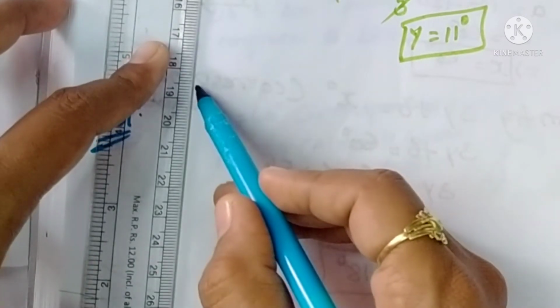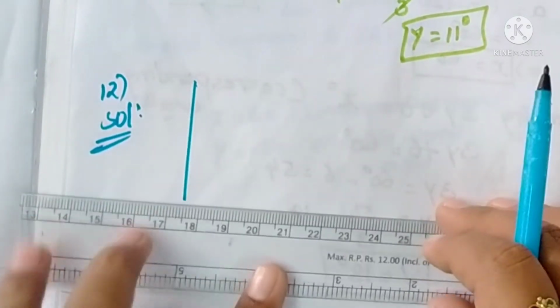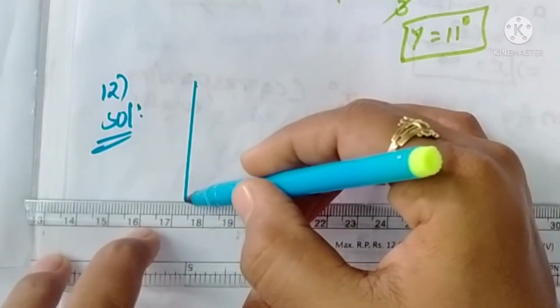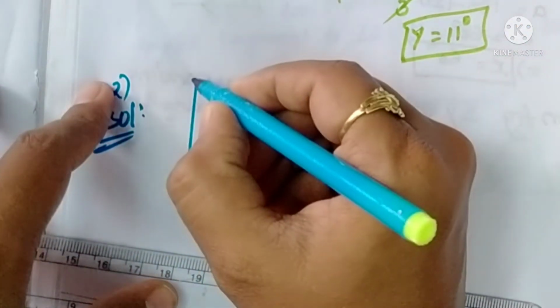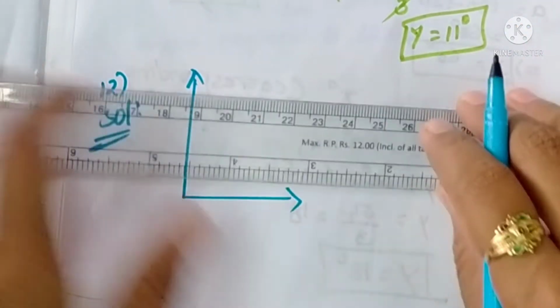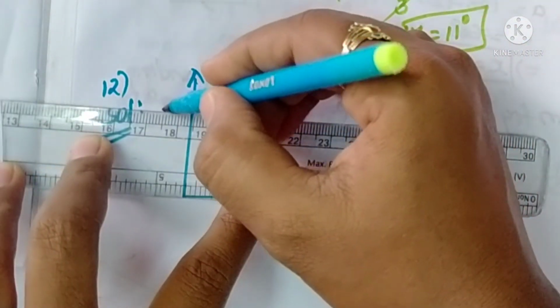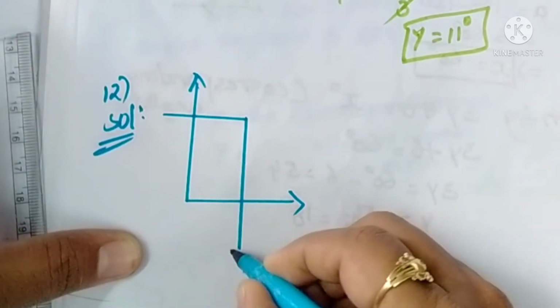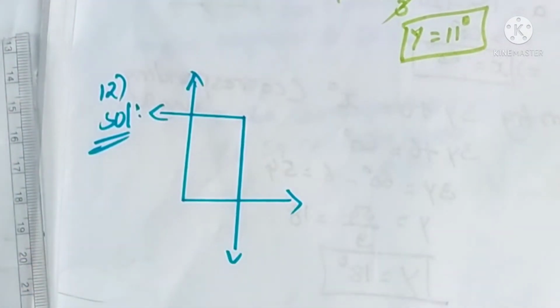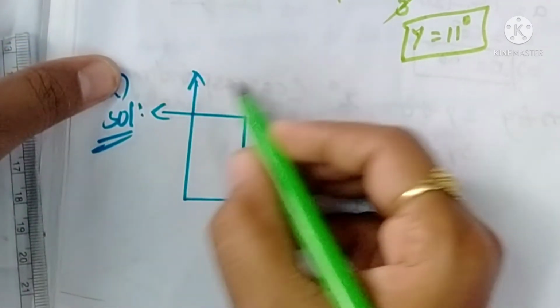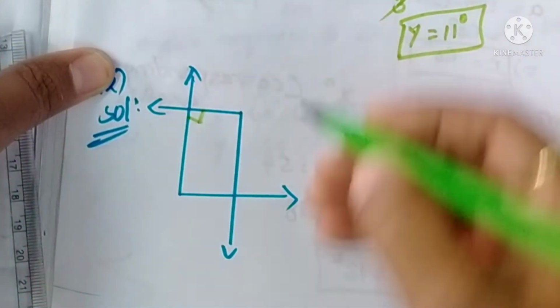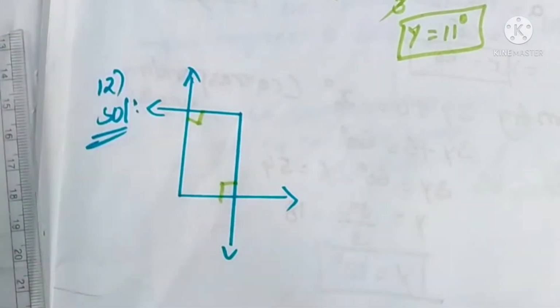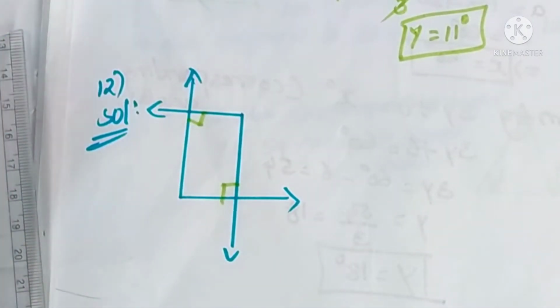So L, this is perpendicular lines, right? And another L. Now, what is the question? If the two arms of one angle are perpendicular to the two arms of another angle, right? Otherwise, you can draw like this also.